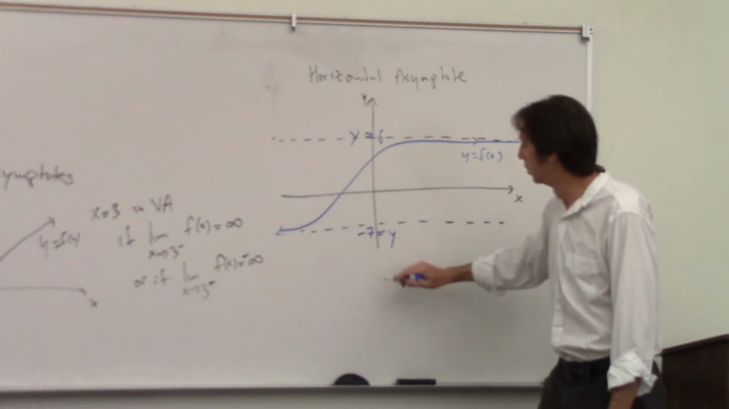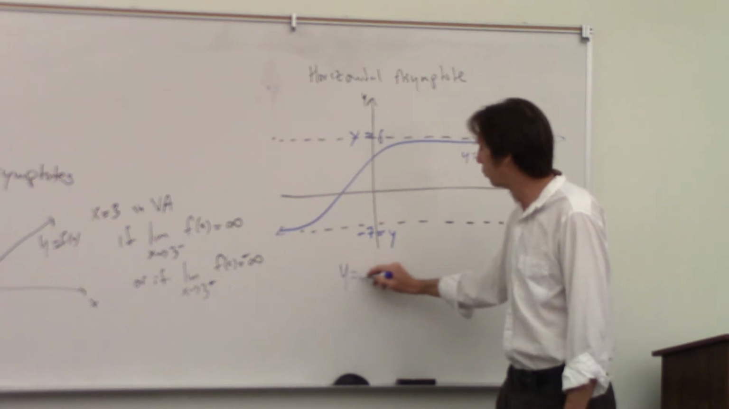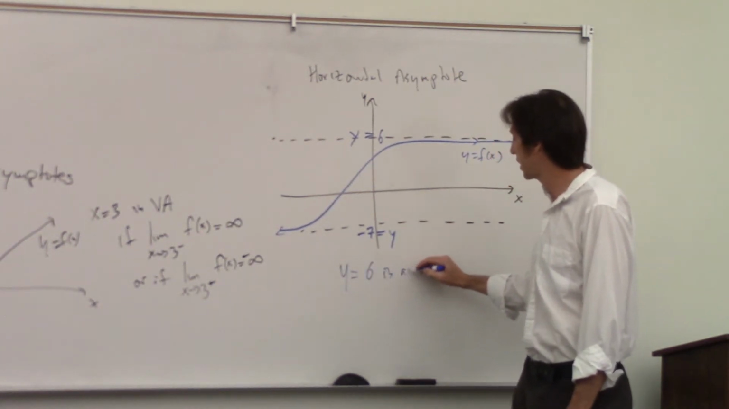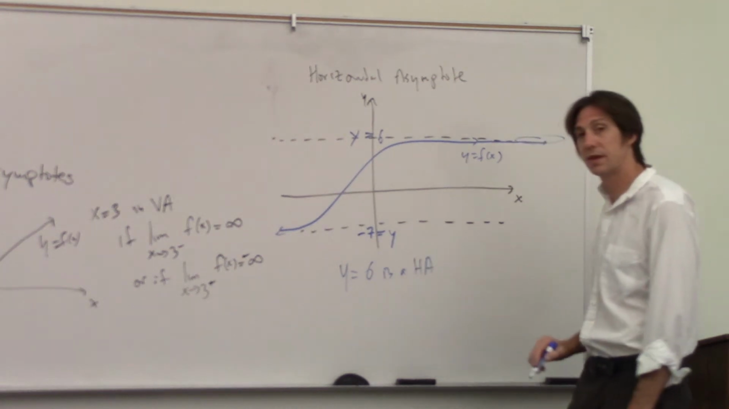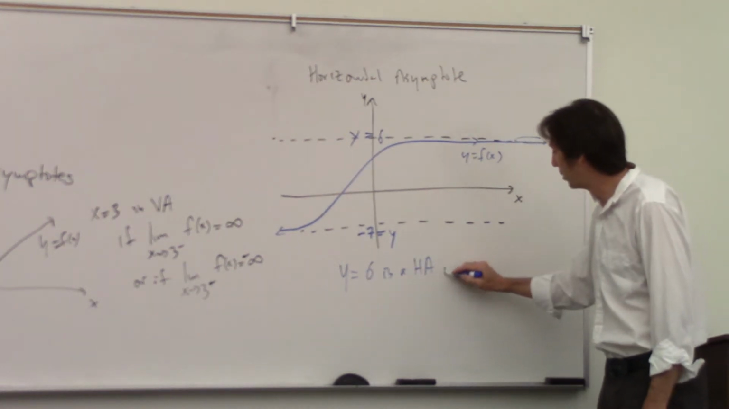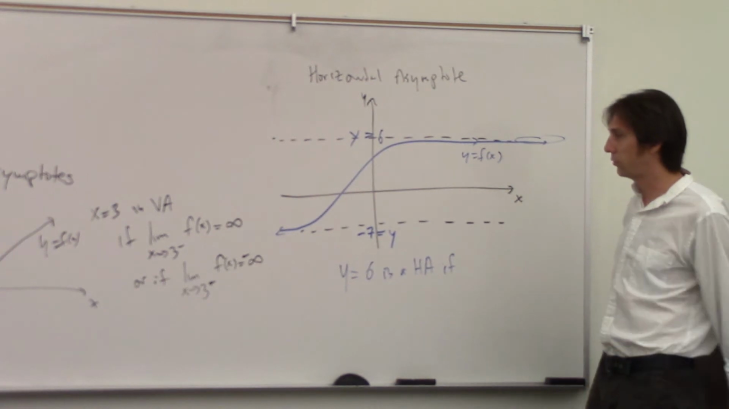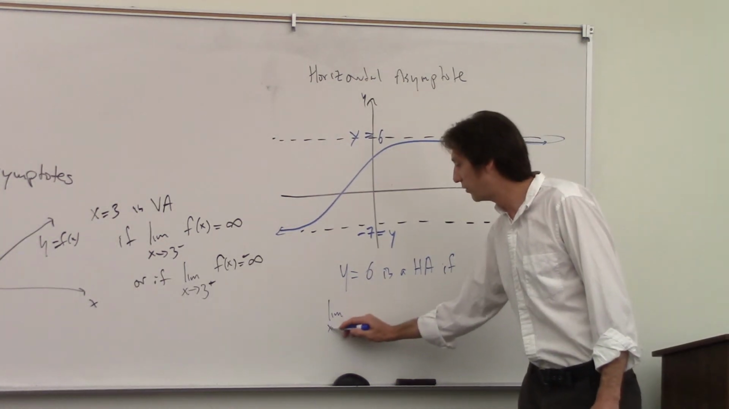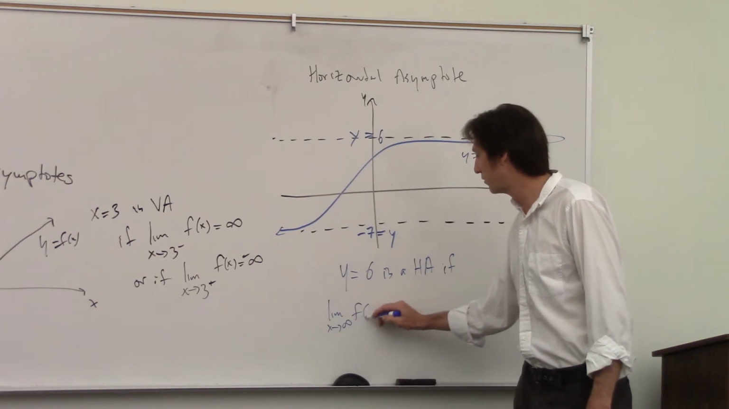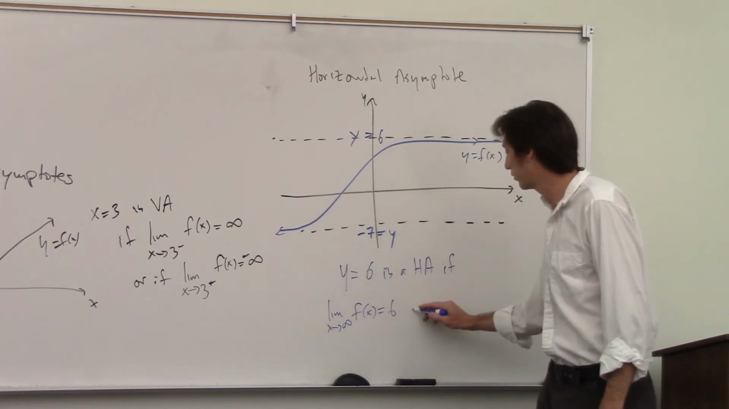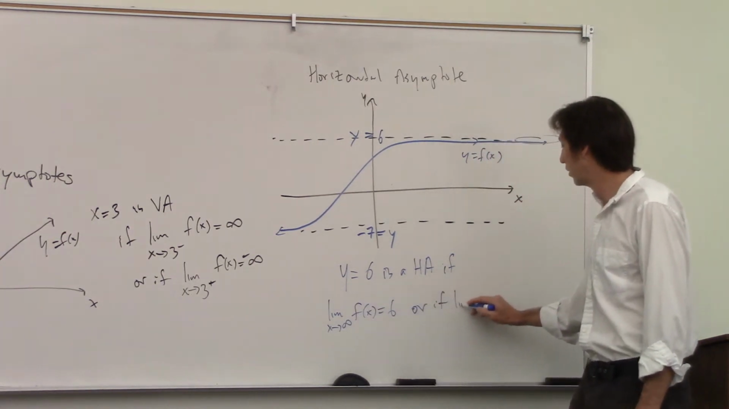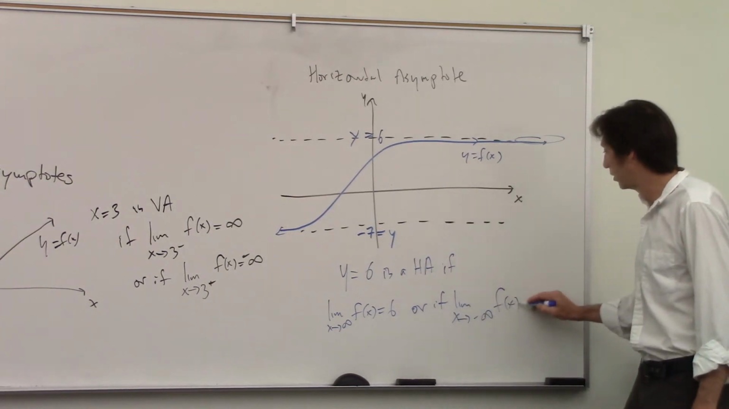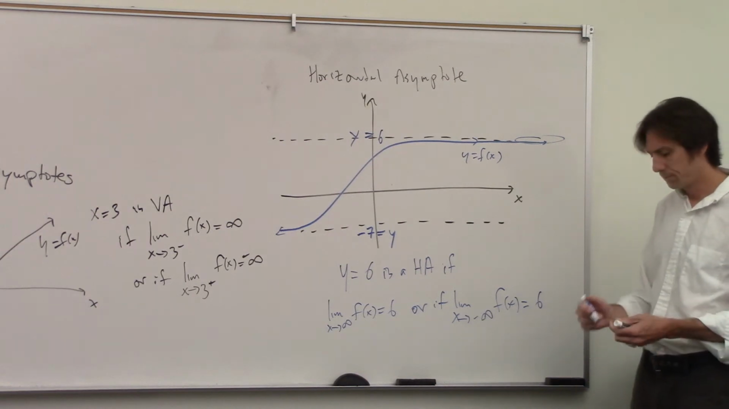So y equals, let's just say 6, for example, is a horizontal asymptote. That's an HA if one of the two following things happen: if the limit as x goes to infinity of f of x is equal to 6, or if the limit as x goes to minus infinity of f of x is equal to 6.